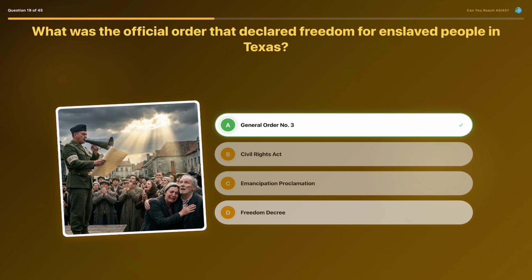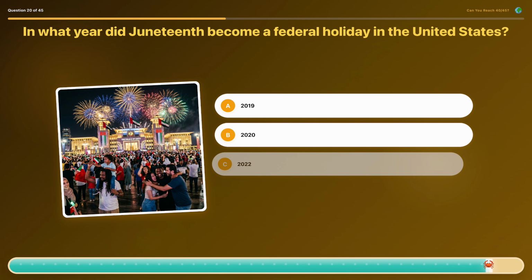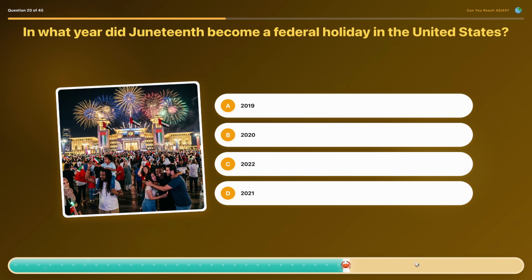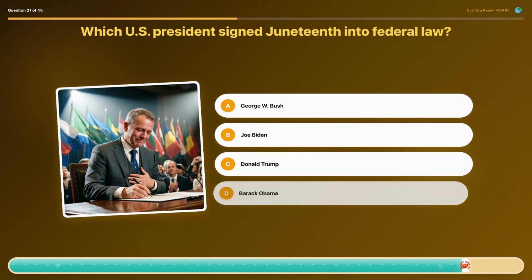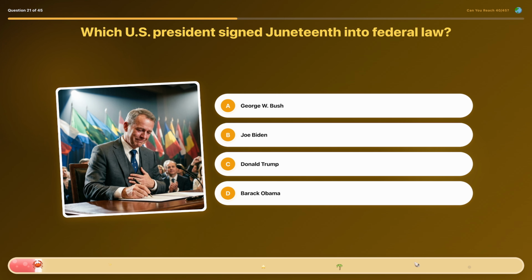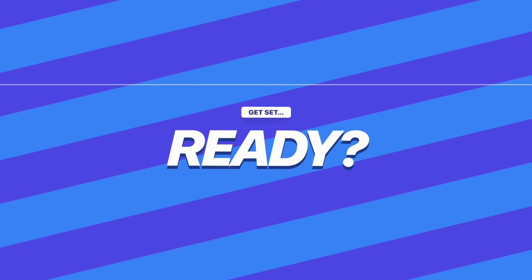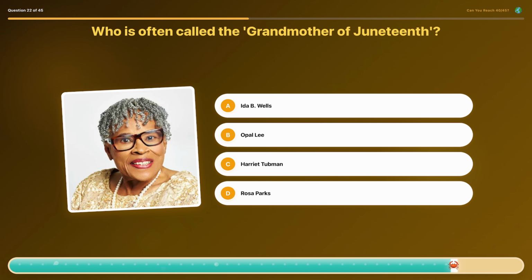General Order Number 3. In what year did Juneteenth become a federal holiday in the United States? 2021. Which U.S. president signed Juneteenth into federal law? Joe Biden. Who is often called the grandmother of Juneteenth? Opal Lee.